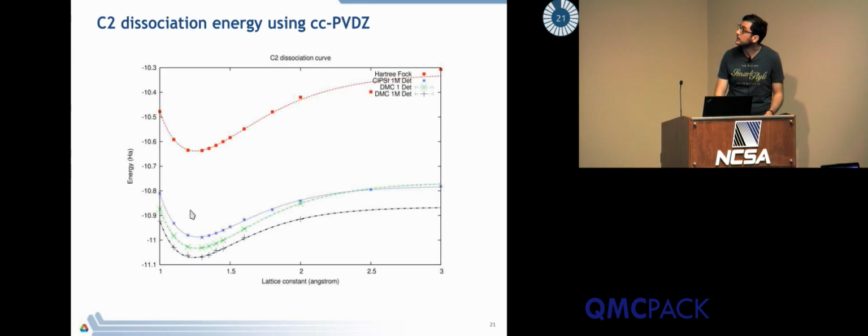And this is what I find for the carbon-2 dissociation energy. So basically, this one here is the Hartree-Fock. This one here is using just CIPSI by itself. And we see that if we had started with the DMC just with one determinant, we are actually improving already better than CIPSI. But this is to be expected because this is the limit.